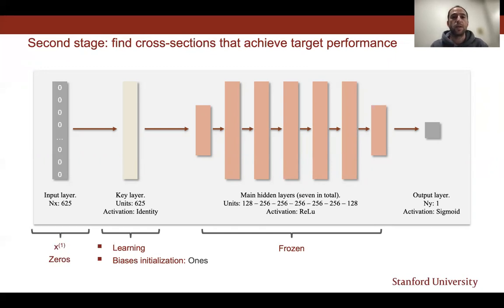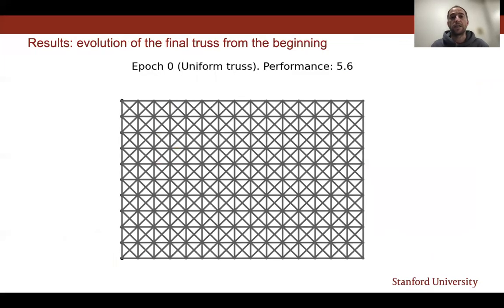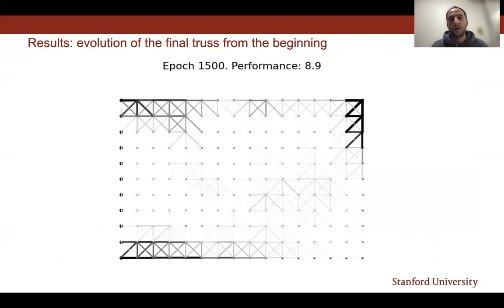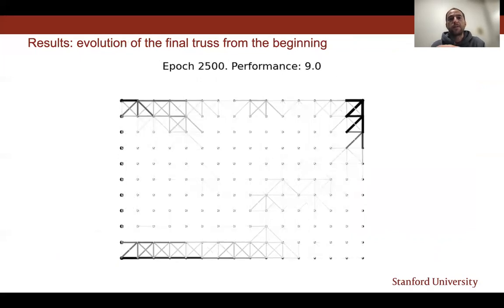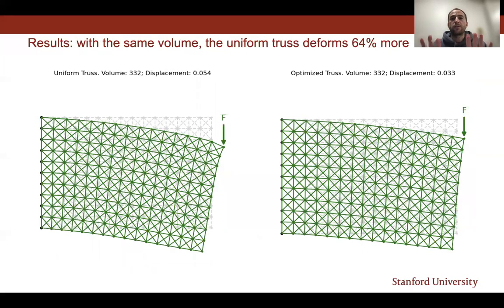The way we do that is we input a single vector of zeros, and we output a single number 1, which corresponds to the target performance. And so the biases get initialized at 1. This is the visualization of how it starts. And in stage 2, the performance goes up all the way up to a stabilized number of 9 in epoch 2500. And here we can see the results for 2 trusses of the same volume. The uniform truss has a deformation which is 64% higher than our optimized truss.